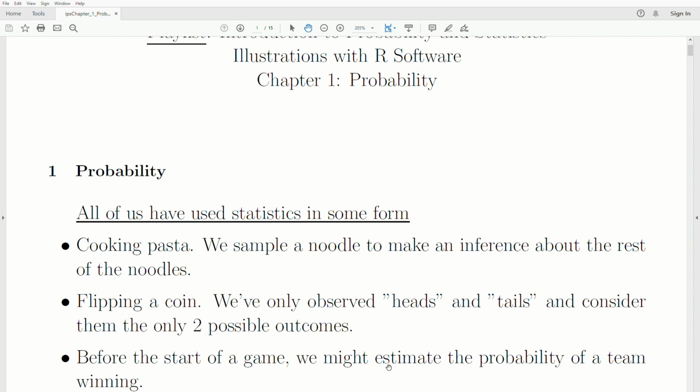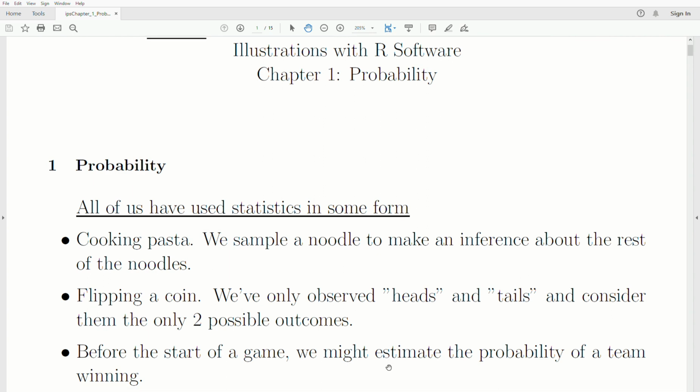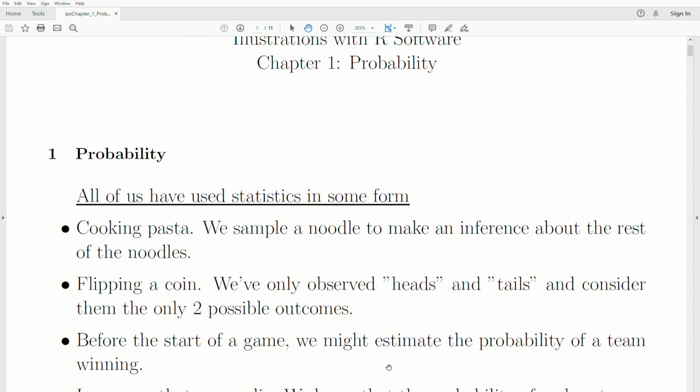Another one is, before the start of a game, we might estimate the probability of a team winning. This is called subjective probability. Based upon your knowledge of the team or the sport or the game, you can make educated guesses of the probability of a team winning.